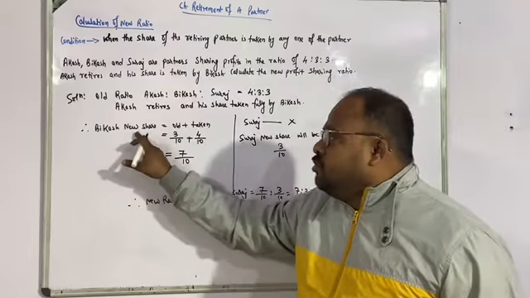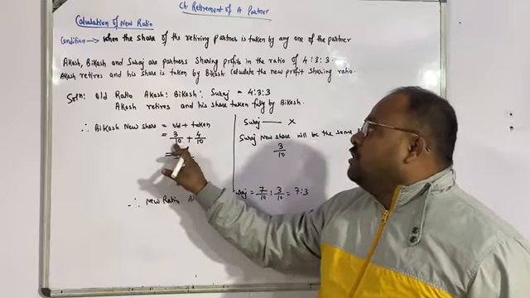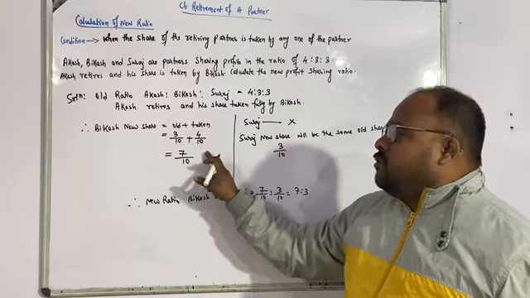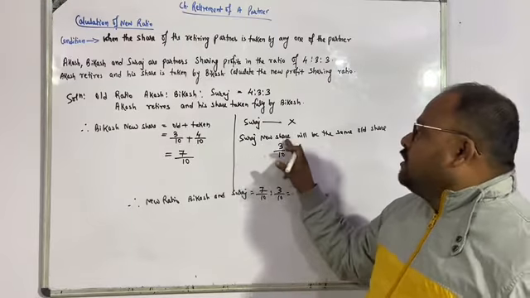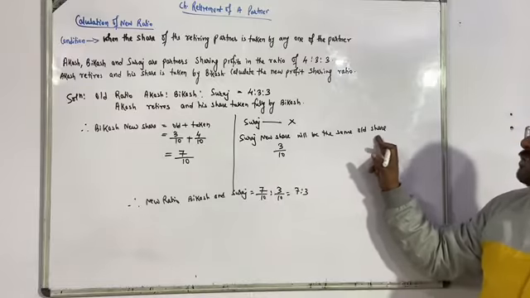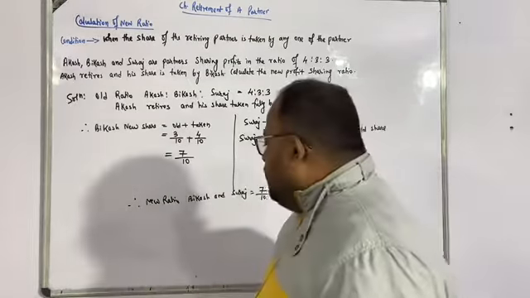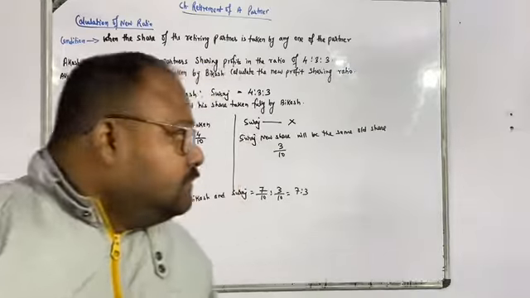Now Vikas's new share will be old plus taken. Okay, so Vikas's old share is how much? 3/10 and the taken share is 4/10. 3/10 plus 4/10, that is 7/10. Suraj has taken nothing, so Suraj's new share will be the same as the old one, that is 3/10. So the new profit sharing ratio between Vikas and Suraj will be 7:3.